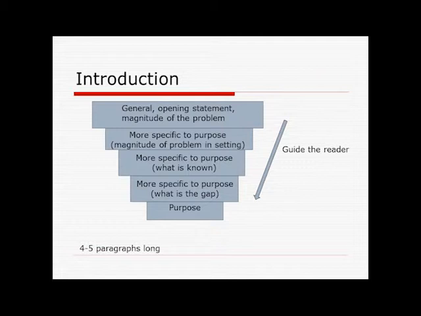So the second paragraph, we want to be more specific to our purpose statement. We might want to talk about the magnitude of the problem within our setting. Globally, 37 million people are infected with HIV. Locally in Clark County, I might talk about who is most likely to be impacted, where the majority of new HIV infections are occurring. The next paragraph, again, we're funneling down more specific to our purpose. So what do we know about this topic? What do we know about HIV transmission in Clark County, if my study is going to look at HIV in Clark County?